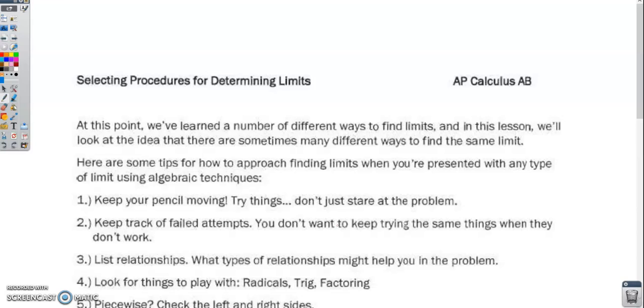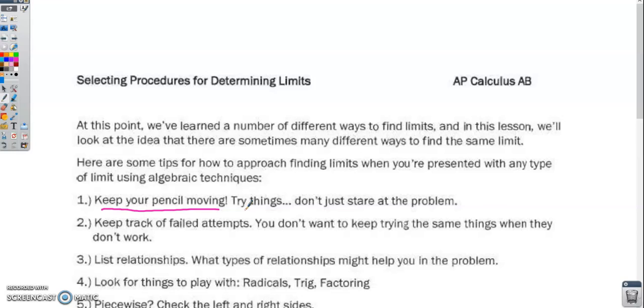So, tips for how to approach finding limits when you're presented with any type of limit using algebraic techniques. Number one here, I heard this advice and I thought it was great. Keep your pencil moving. Try things. Don't just stare at a problem, because if you stare at the problem and you stare at the problem, eventually you'll find that minutes of your life have gone by and you've made no more progress. Try something. Even if that something ends up not working, try something.